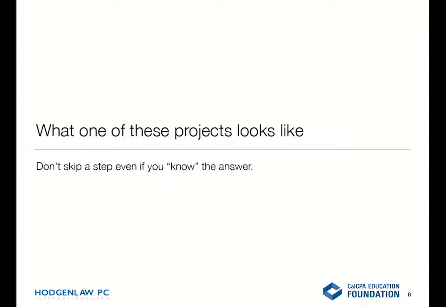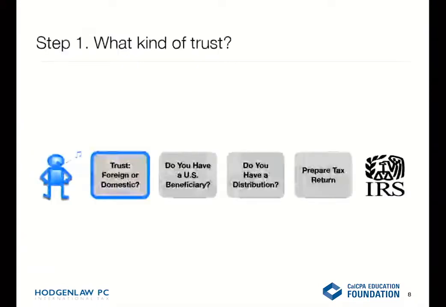So if you get one of these projects where someone comes to you and they have a distribution from a foreign trust, there's a number of steps that you need to go through, and it's important to do each one of them slowly and carefully, not skipping any steps, even if you kind of know the answer. So you go through all of these questions one by one in order, and then you'll know you've reported everything correctly. So first of all, you need to know what kind of trust you have.